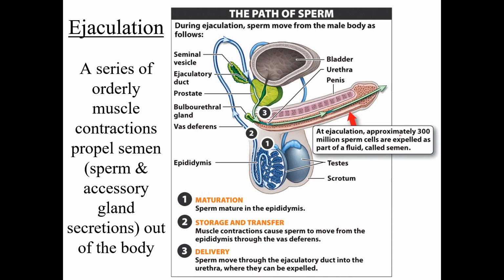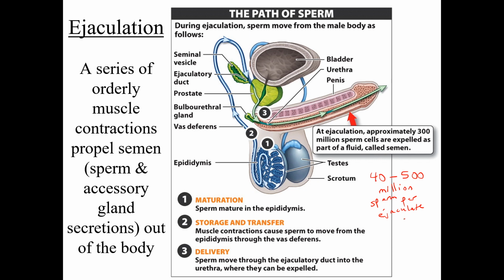So here it says at ejaculation, approximately 300 million sperm cells. We'll say something like 40 to 500 million per ejaculate. That's kind of the normal range. So in a single ejaculate, that's how many sperm are released. A huge, huge amount.